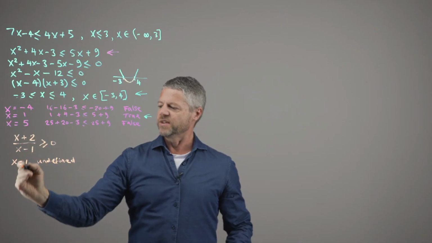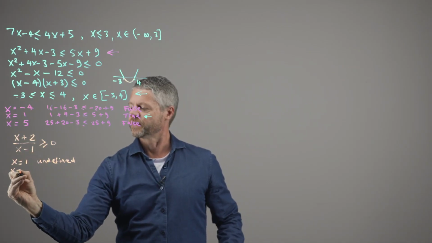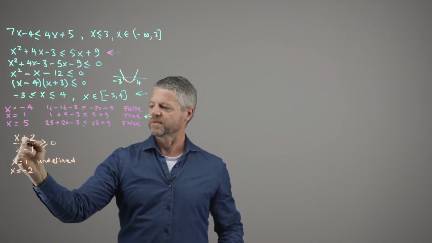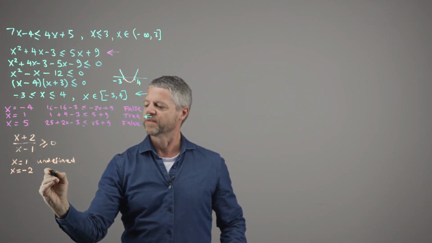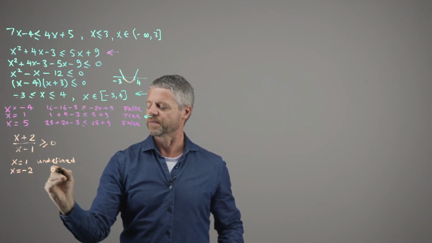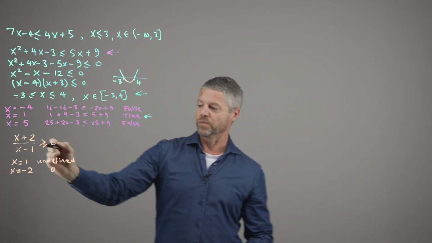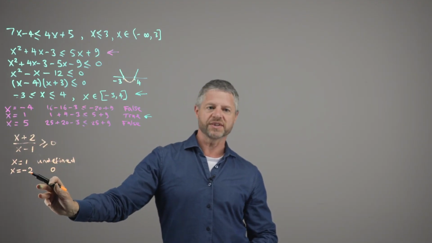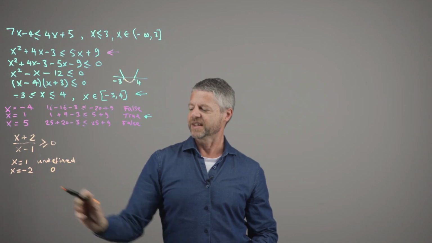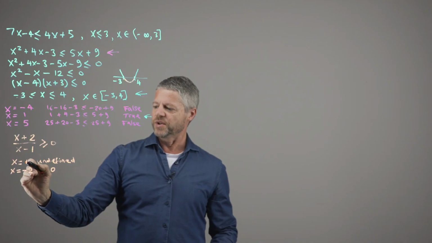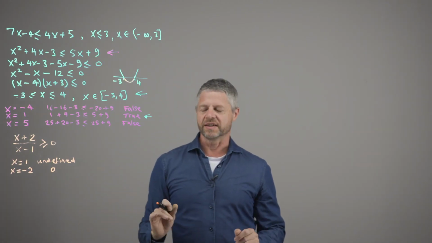Another interesting value is x equal minus 2, because then this rational expression is equal to 0. And we're trying to find when the expression is greater than or equal to 0. So we've found one solution, x equal minus 2. So we've got two key values here.